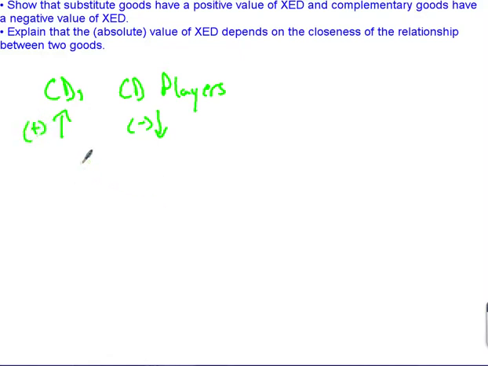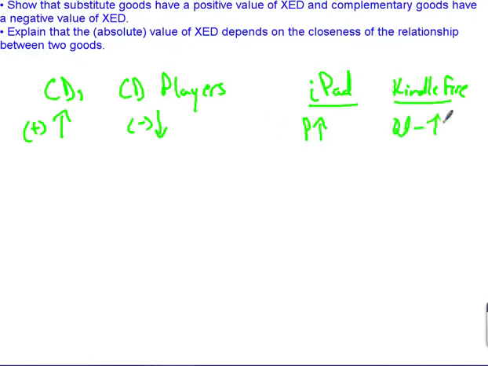Let's get a more up-to-date one today. Let's say, how about we do iPads and Nooks, Kindle Fire. All right, we would expect that those are substitutes for one another. And so if the price of the iPad goes up, what would we expect to have happen to the quantity demanded of a Kindle Fire? We would expect that to go up as well. So there we've got two positives.